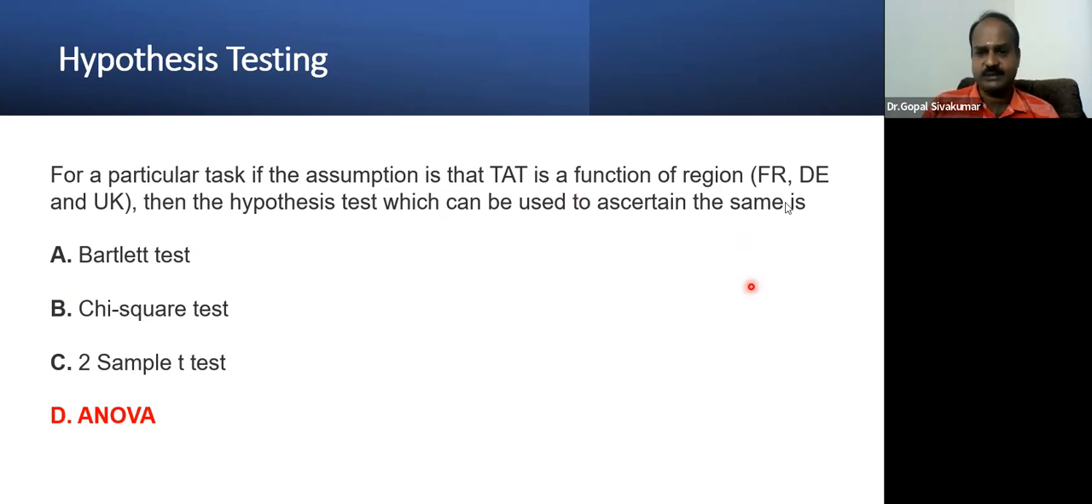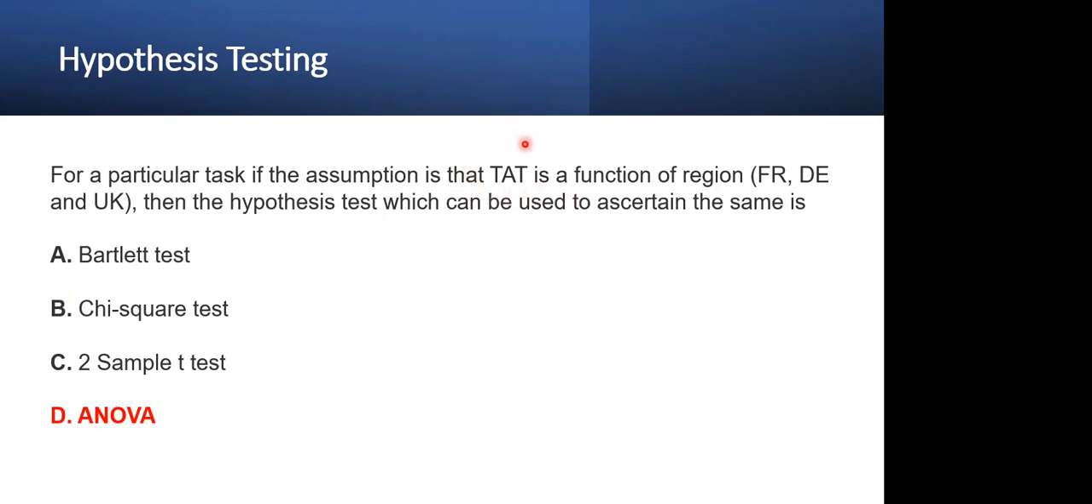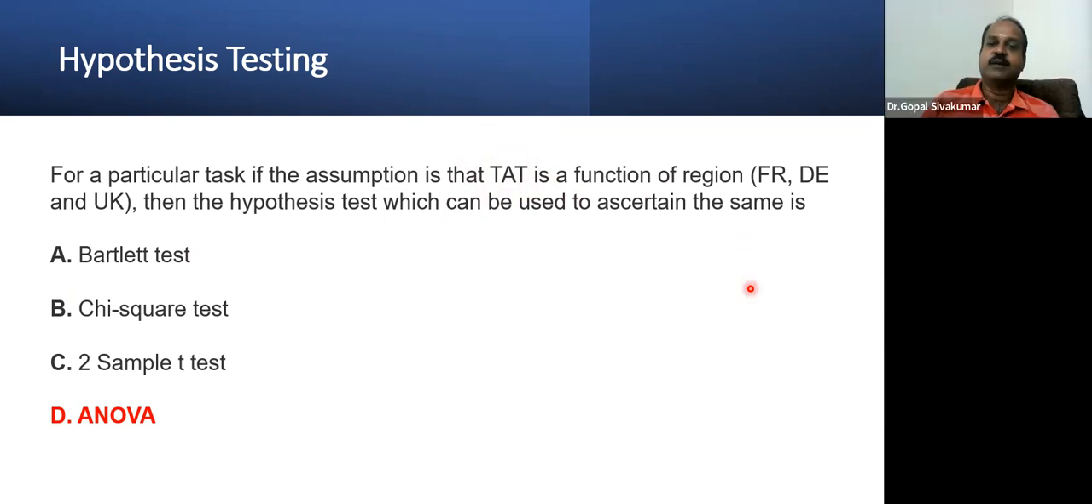Would you like to answer this? ANOVA. Yes, ANOVA. Why ANOVA? Because we are comparing turnaround time, which is continuous data, right? And three different groups are there: FR, DE, and UK. Very good. Continuous data, three different groups.